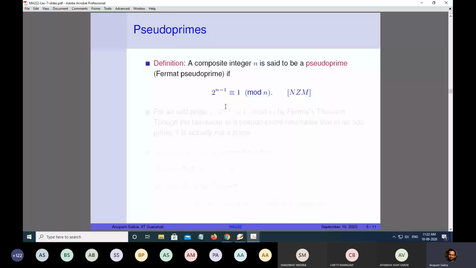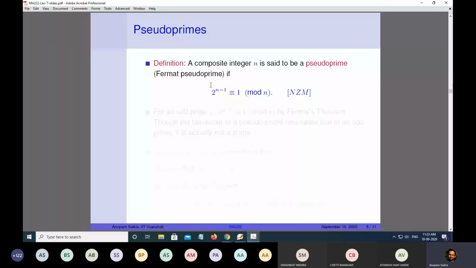Okay, this will not imply n to be prime, and we'll see some counterexamples. That's why they're called pseudoprime. So what is a pseudoprime? It's not a prime, it's actually a composite number, but it behaves like a prime number when we look at it like this.